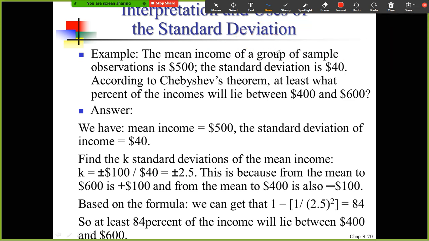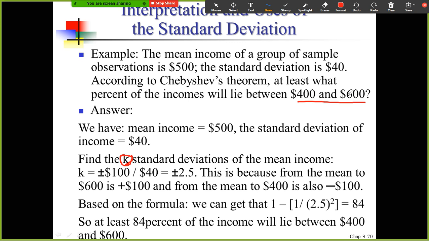Okay, this is when you want to find a percentage. So in the example on page 86, you have the standard deviation. But in this example, we don't have the standard deviation. If you don't have the number of standard deviations, you need to find K. How to find K? It depends on the question asking.